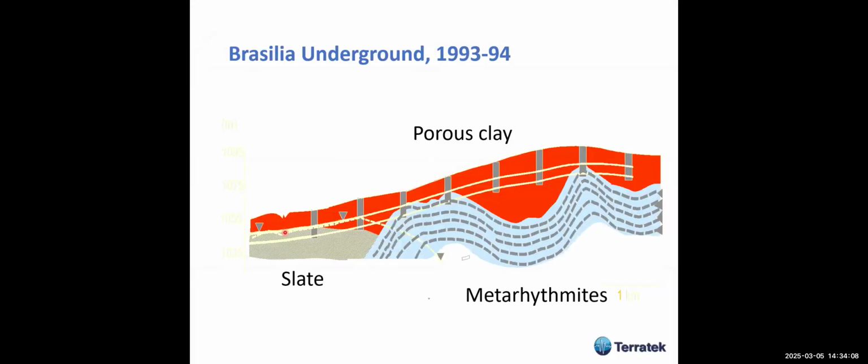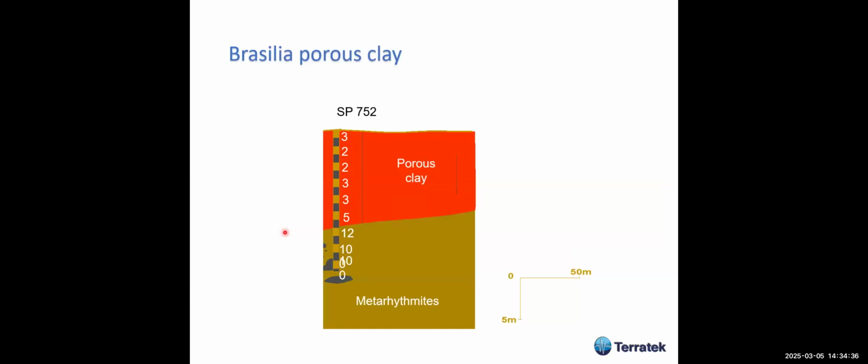And this affected me a lot, because I was involved as a consultant to the Brazilian underground system in Brasília, the capital of Brazil, between 93 and 94. And I didn't have any useful information to design. And what kind of soil do we have there? We call it a porous clay with a very low SPT value, like 2, 3, 5 maximum. And we didn't have any data.